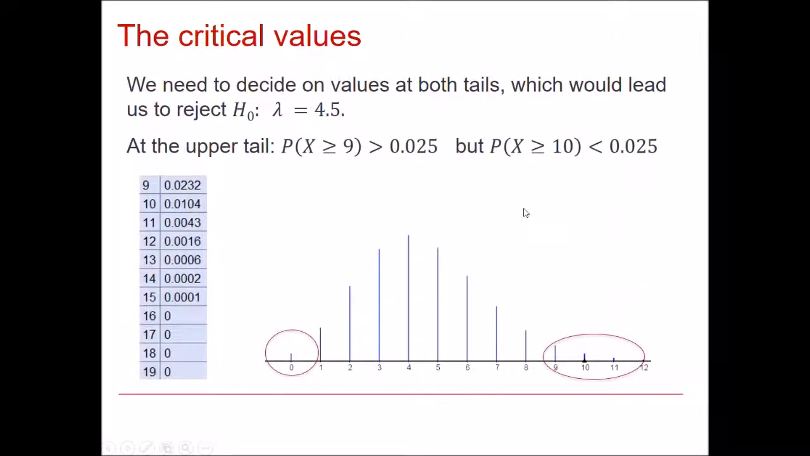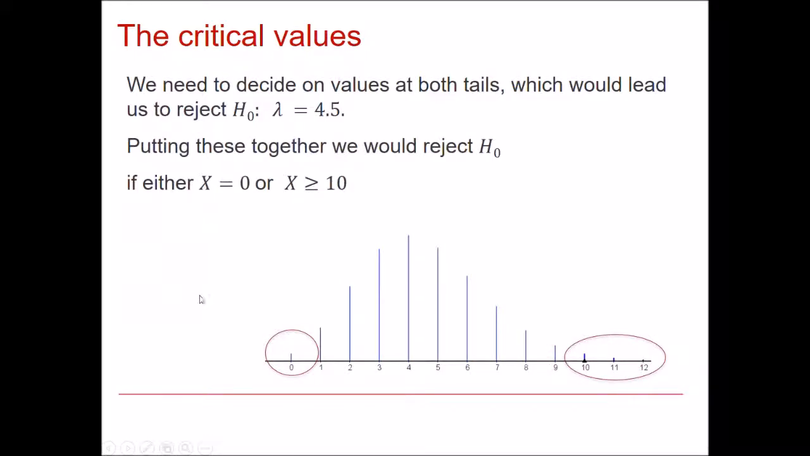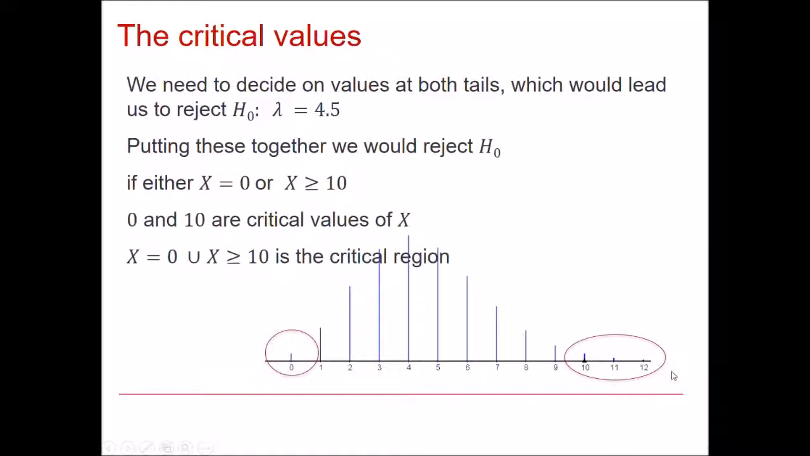If we look at the upper tail, if we were just to do greater than or equal to 9, we get a value which is larger than 2.5%. But instead, if we look at greater than or equal to 10 and add up those probabilities, we do get a probability which is less than the 2.5%. So our critical region is either equal to 0 or greater than or equal to 10. So the critical values are 0 and 10, and you can write the critical region in set notation like this.